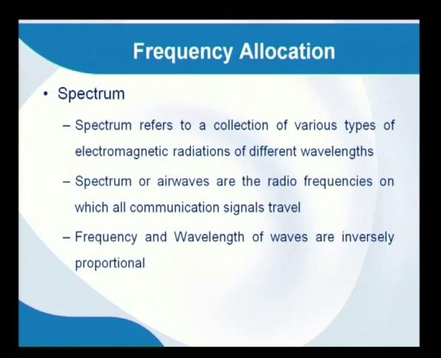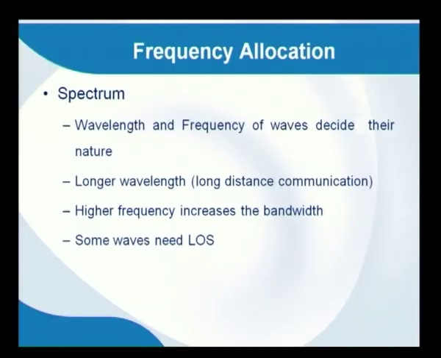Frequency and wavelength are inversely proportional. If the frequency is very high, the wavelength of the particular wave will be low. Vice versa also applies. Wavelength and frequency of waves decide the nature of the wave. An individual wave has its own wavelength and frequency that specifies its own character. For example, if a wave has a very minimal wavelength, it cannot travel over a larger distance.